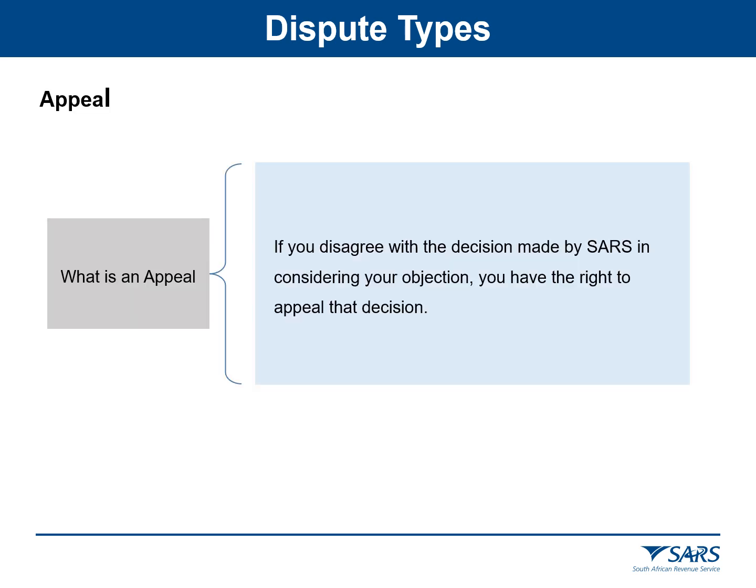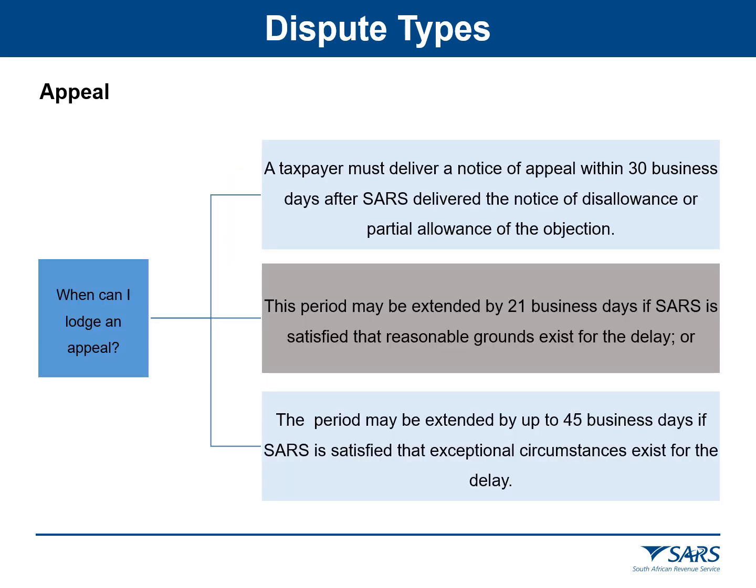Appeal. What is an appeal? If you disagree with the decision made by SARS in considering your objection, you have the right to appeal that decision. When can I lodge an appeal? A taxpayer must deliver a notice of appeal within 30 business days after SARS delivered the notice of disallowance or partial allowance of the objection.